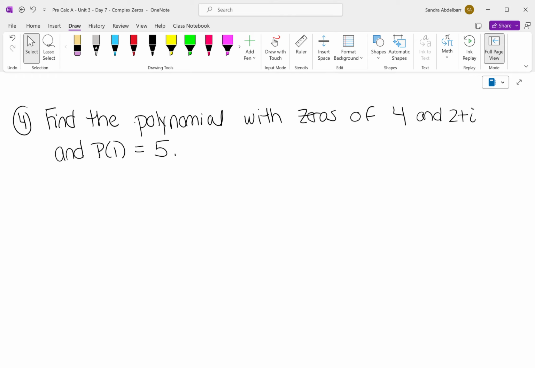Okay, so I'm giving you some of the roots and I want to find the polynomial. I'm not going to be too concerned right now about that P of 1 is equal to 5. That's sort of like an end of a problem. We sort of deal with that later on. Let's just focus on getting the polynomial right now. So I'm working with the roots. I know one root is 4, I know a second root is 2 plus i. What's the third root? 2 minus i.